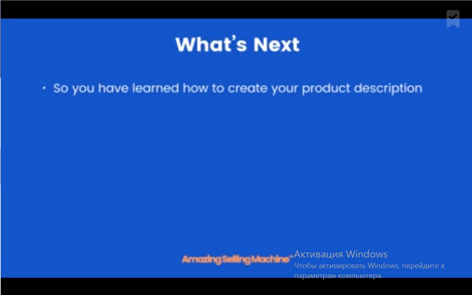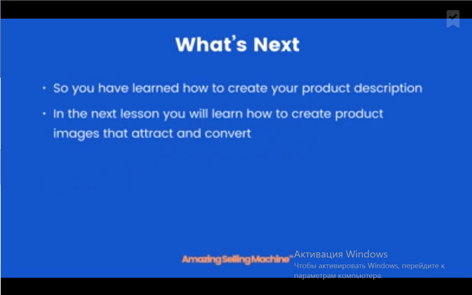So what's next? So you've learned how to create your product description. In the next lesson, you will learn how to create product images that attract and convert. Action step, write your product description and save it with your title and bullets ready for when we add them all later in this module. But that's it for this lesson. Take care.